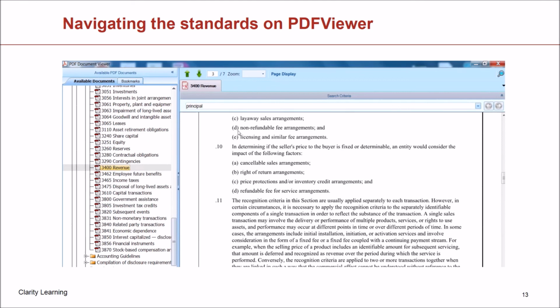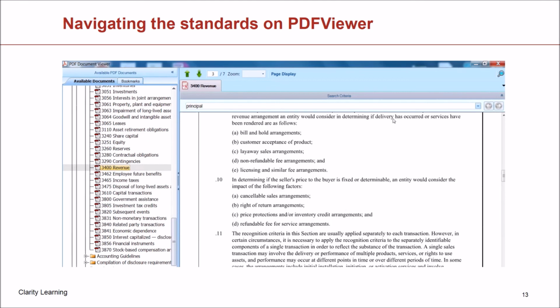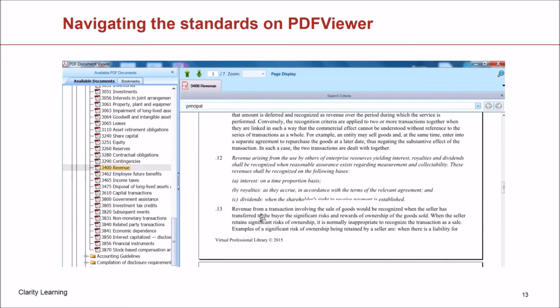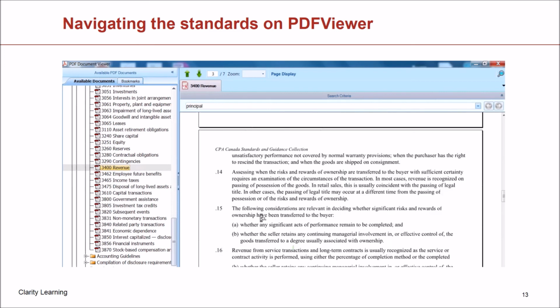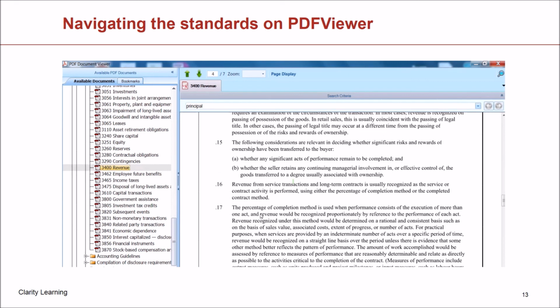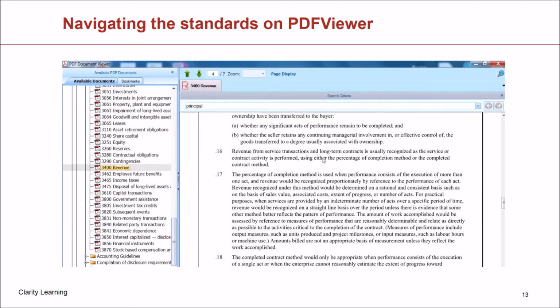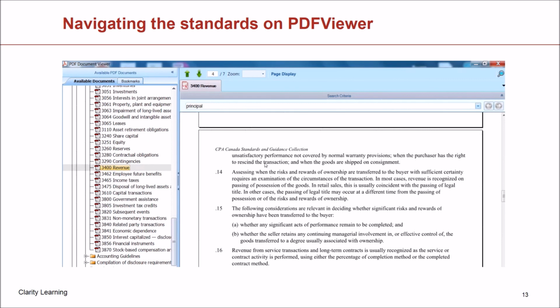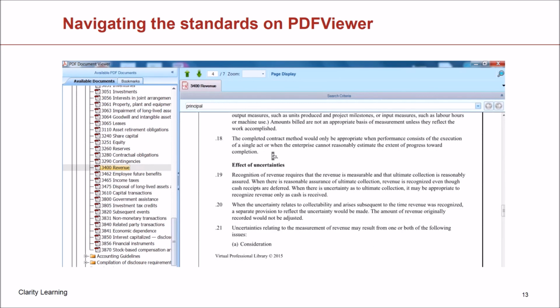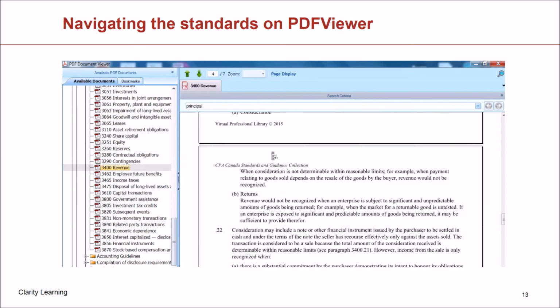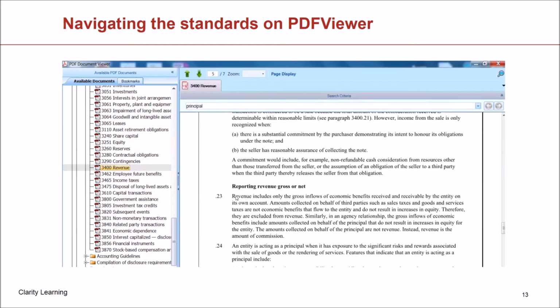For example, these are the sections where it talks about how we determine if delivery has occurred, and there are a couple of examples of when it hasn't or when you need to consider it. And then in addition, it talks about whether the price is fixed or determinable, and you would consider these factors here. There are a couple of additional areas that it talks about, like significant risks and rewards as well. Unfortunately, the ASPE doesn't bold a bunch of paragraphs. It talks about uncertainties here.